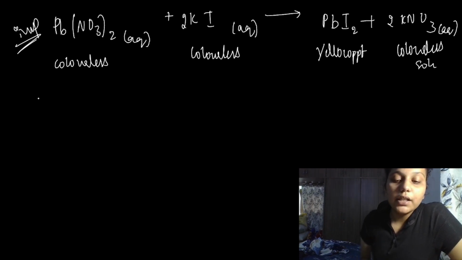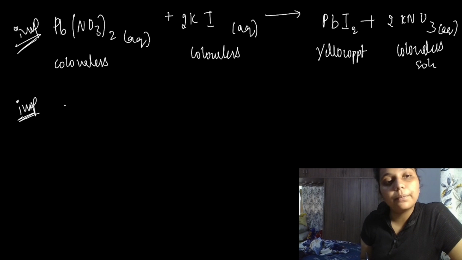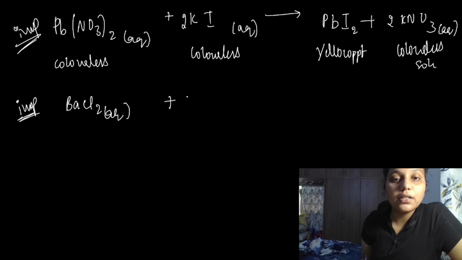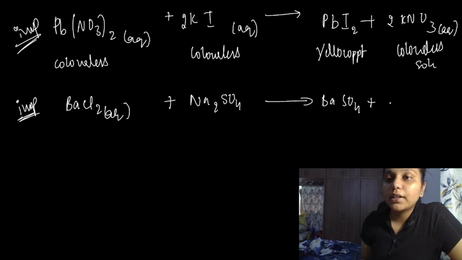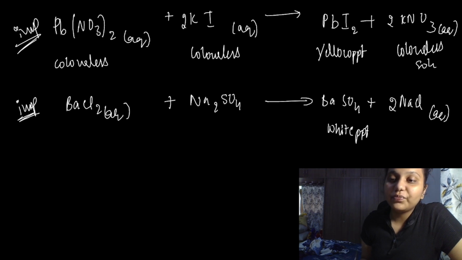Fine. And here is another most important example, which is the equation BaCl2, in aqueous form, barium chloride, reacts with Na2SO4, sodium sulfate, and we get barium sulfate, then NaCl. NaCl is salt, which is in aqueous form. Here we get a white precipitate, and this is colorless, this is colorless.